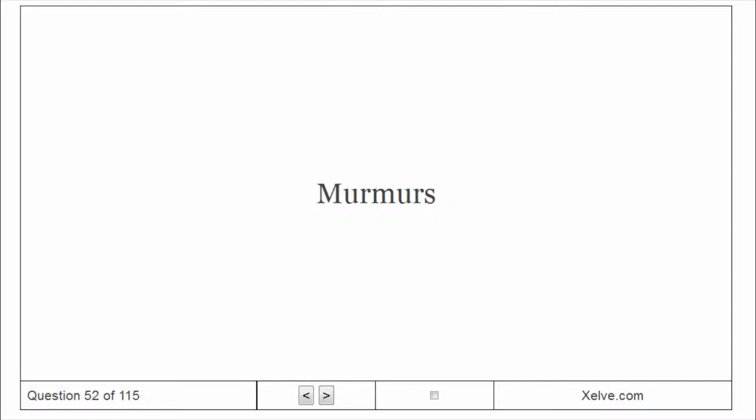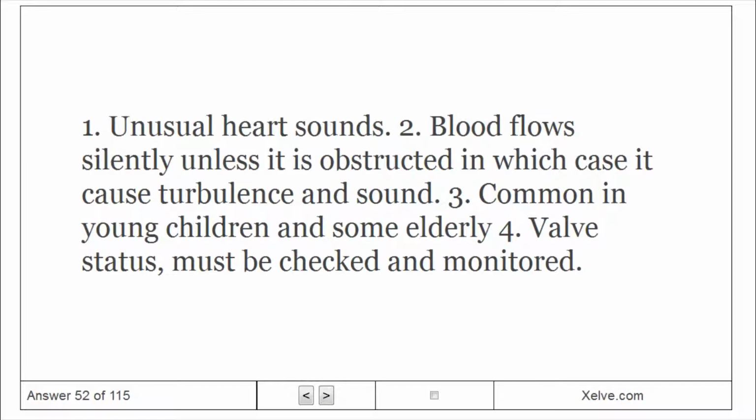Murmurs. 1. Unusual heart sounds. 2. Blood flows silently unless it is obstructed, in which case it causes turbulence and sound. 3. Common in young children and some elderly. 4. Valve status must be checked and monitored.